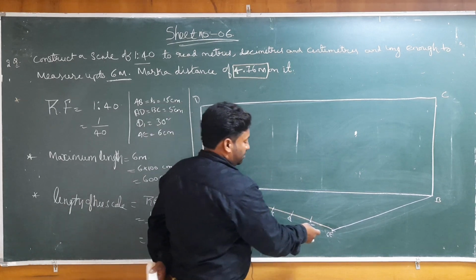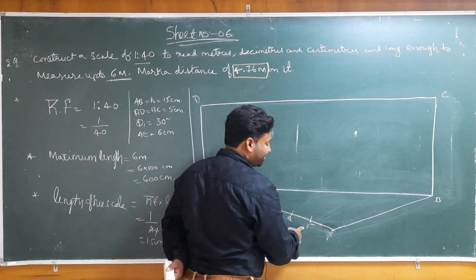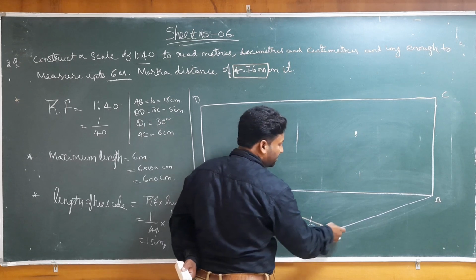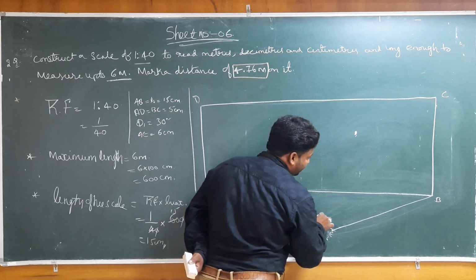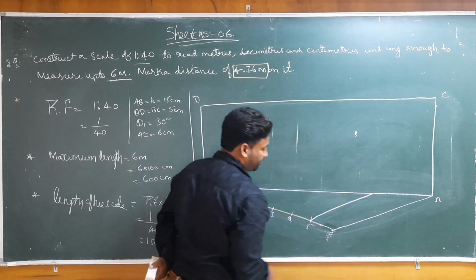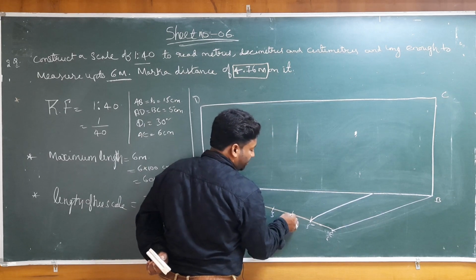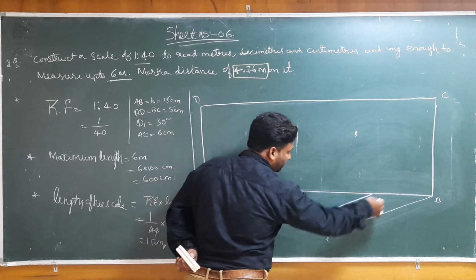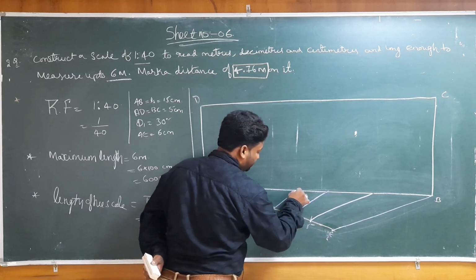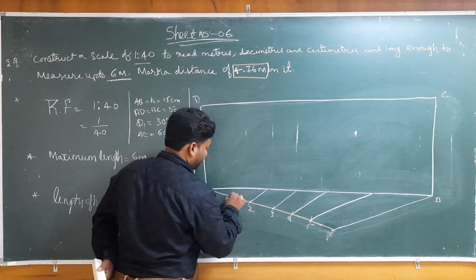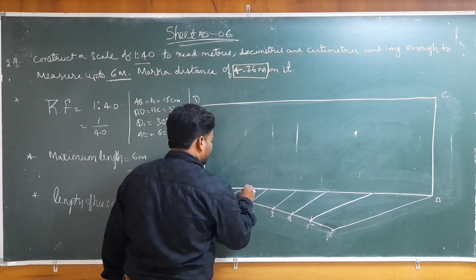Now from point 6, between E and B, I have to draw an inclined line, and that line should be exactly parallel to EB. Now again I have to draw an inclined line from the point 4, and it should be parallel again to EB. Simultaneously we have to continue the same thing here. So like this. After that, we have to draw the vertical lines from the point.